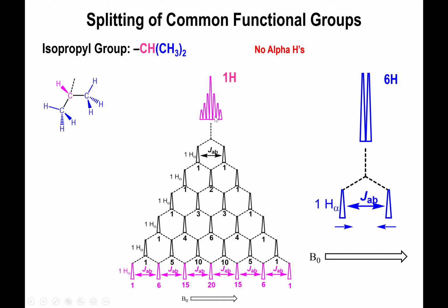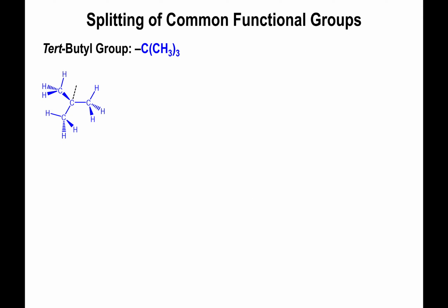And the other thing is that because this is only worth 1 hydrogen, which is the pink hydrogen, this is going to be a very small signal compared to this one. So this one will be very tall, and this will be kind of small, but you will see that it basically creates that septet-looking type of signal.